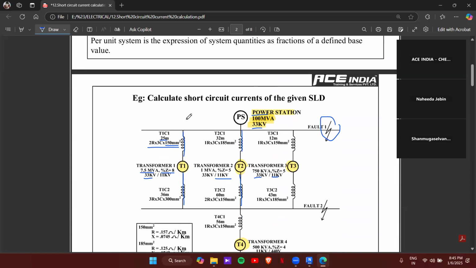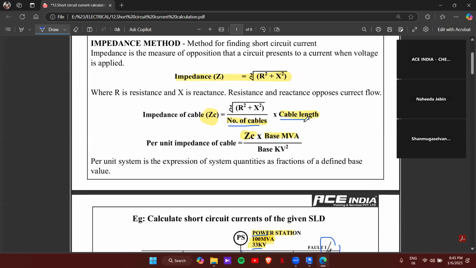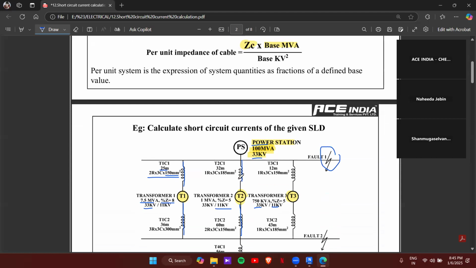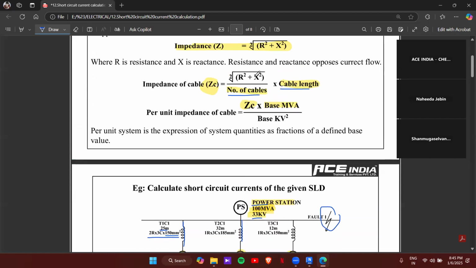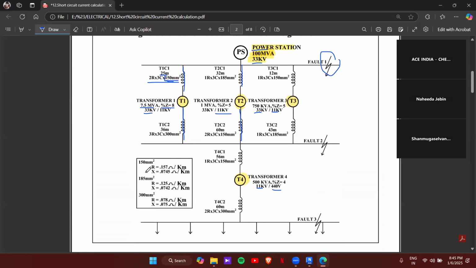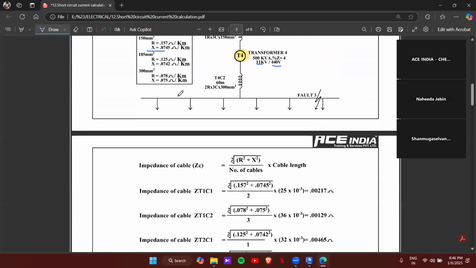Also, the cable length is mentioned here. It's 25 meter, 36 meter, 32 meter. So it's already given here. Just substitute the values. And in our equation, the resistance value R and reactance value X we have to get for a 150 mm square cable, and for 150 mm square cable, the R value and X value are given here. So just substitute the values depending upon the cable size. Okay, so you can start with that.